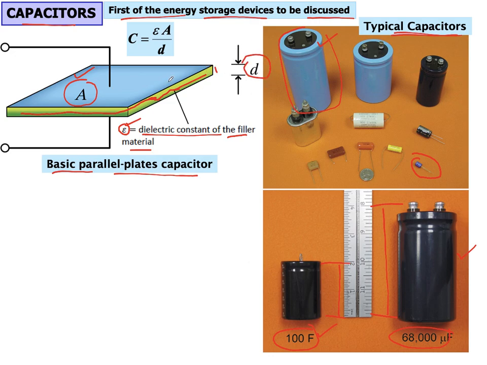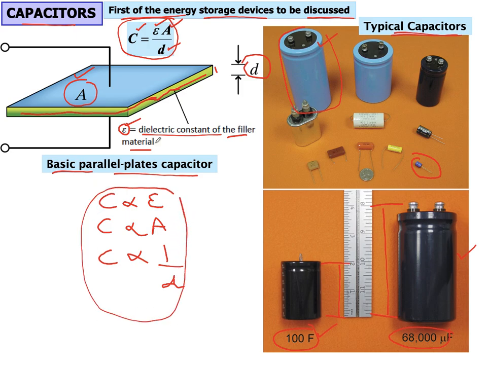So the capacitance of a capacitor can be defined as epsilon times area over the distance between the two plates, C = epsilon A / d. This expression tells us that the capacitance of a capacitor is directly proportional to the dielectric constant of the filler material. It is directly proportional to the area of the plate, and it is inversely proportional to the distance between the two plates. So all three factors account for the total value of the capacitance.